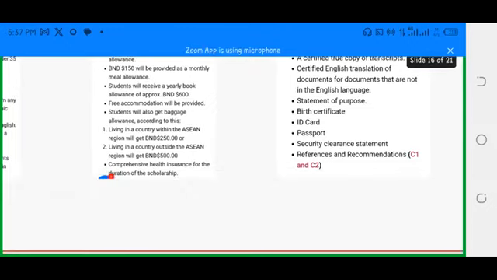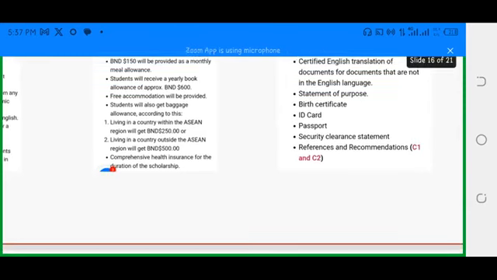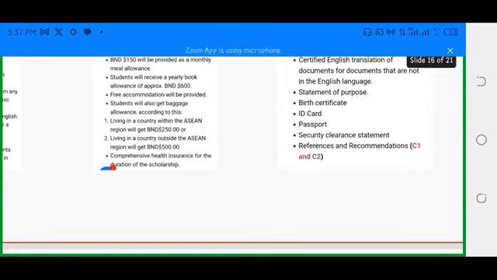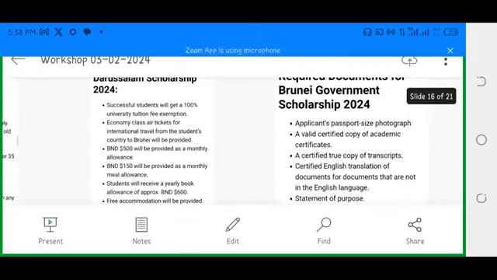And other benefits. Living in a country within the Asian region will get you this amount. And then you have health insurance too, meaning that you are covered if you are unwell, if you are sick. You can go to any hospital probably and then get a subsidized rate for your medication.